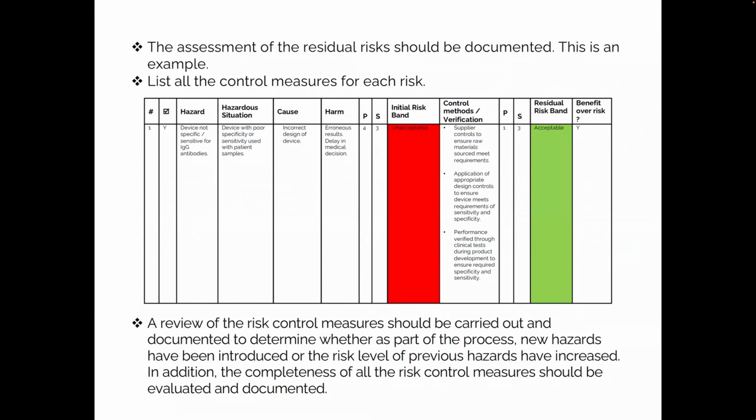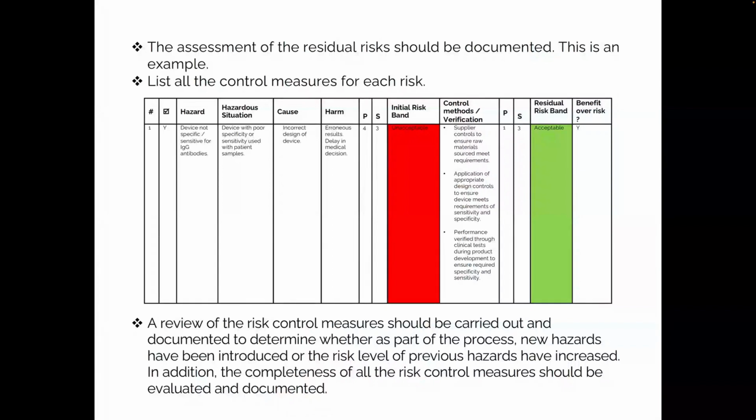Now this column is called cause. Within the standard, it's more called foreseeable series of events that leads to the hazardous situation. So in some risk files, this cause column is named to be more aligned with the standard. But generally, it's what's the cause of the hazardous situation that then potentially could lead to harm. In this case, you can have erroneous results and a delay in the medical decision, and subsequently you've got a degree of probability and severity that's been assessed, and it's landing in a band where it's unacceptable.